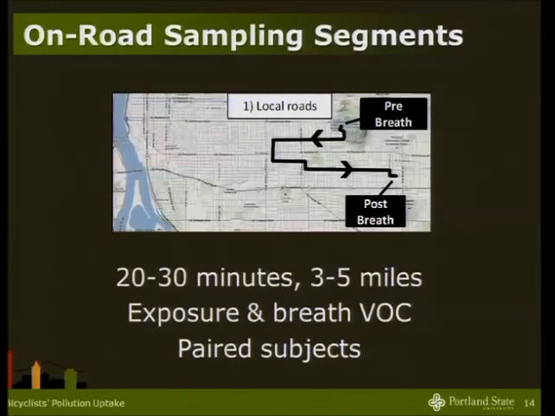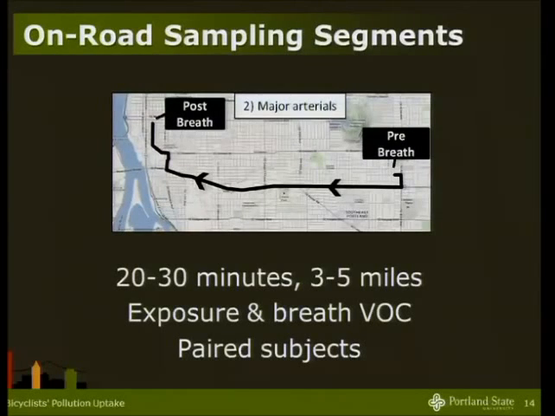So we had prescribed sampling routes. We put the riders out on the road. We had routes of about 20 to 30 minutes that were designed to be along similar facilities. We would take a breath sample before the segment. Here's an example: starting at Mount Tabor Park, take a breath sample, ride along local roads for about 3 to 5 miles, so about 20 to 30 minutes, and take another breath sample at the end. So you can look at the change in breath concentration as a function of the exposure and travel conditions for that segment. Then that post-breath sample became the pre-breath sample for the next riding segment.